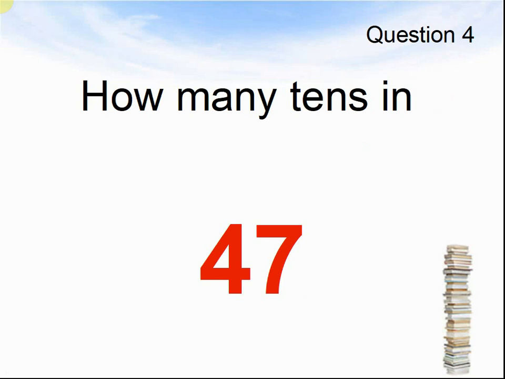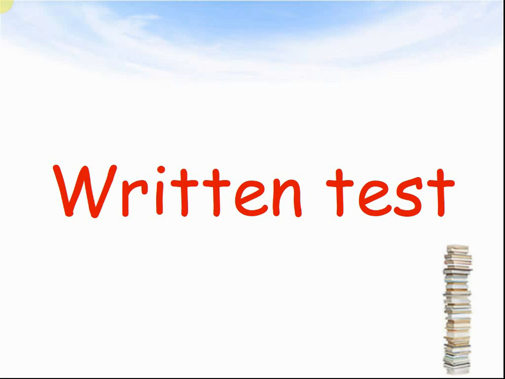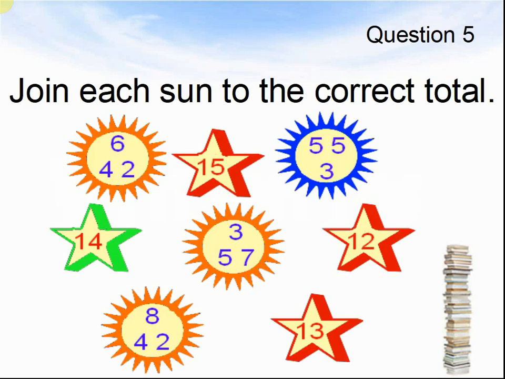Here comes question 5. Question 5 is one of the written section. Here's the written test. Question 5. Join each sum to the correct total. So you look at the numbers inside the sum, add them up, and say which total they join to. Pause the video until you are ready for question 6.